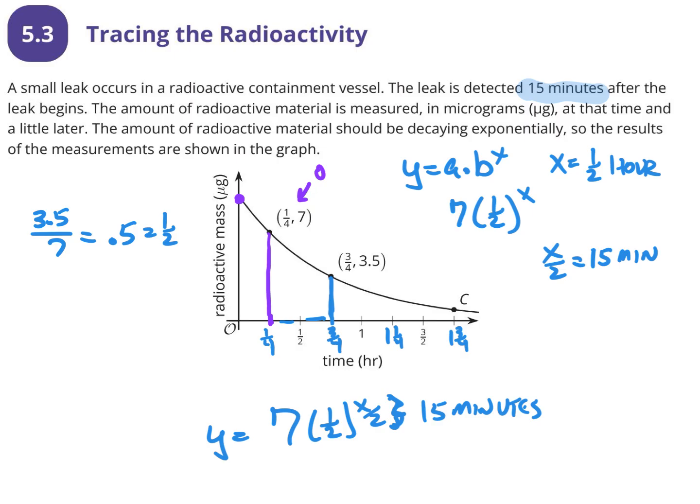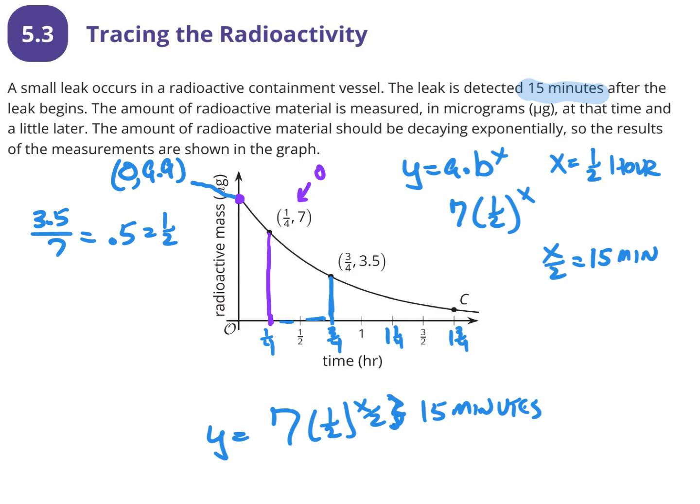And I go second graph. Now, my 0 is 7, 15 minutes. 1 jump is 15 minutes, 2 jumps is a half an hour. I'm at 3.5. My numbers work for every 1 full jump. So I can go back to -1 and find where I start, 9.8995. So at 0 time, before the leak occurred, there was approximately 9.9 micrograms of whatever material, about 10 grams.